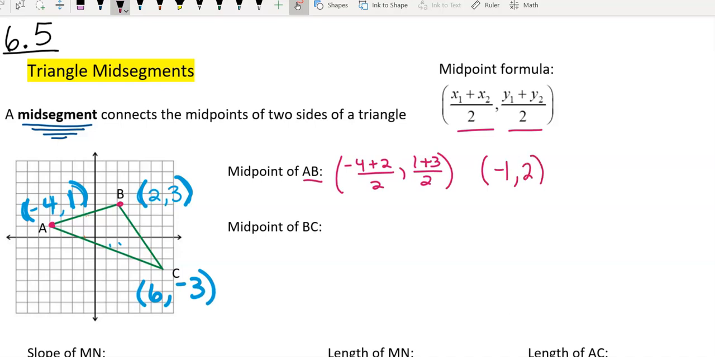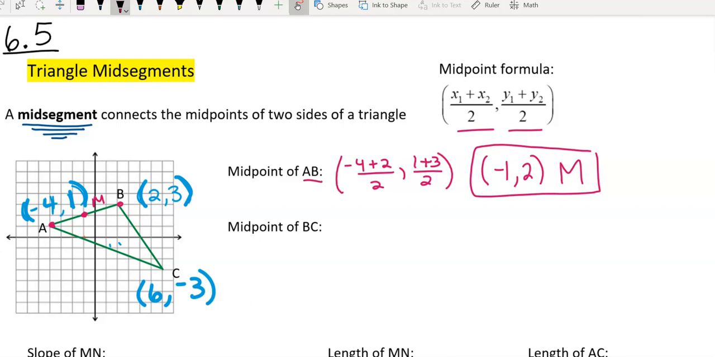And when we create a new point, we want to give it a name. So for this one, we're going to use M for midpoint. Now the next one can't also be M, but that's okay. And once we have that midpoint, we're going to go ahead and plot it on the grid. So we're going to go over negative 1, up positive 2, and there's M for our midpoint of AB, right there in the middle. Negative 1, positive 2.